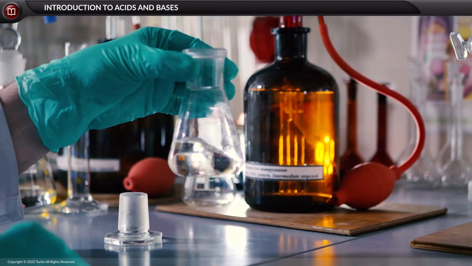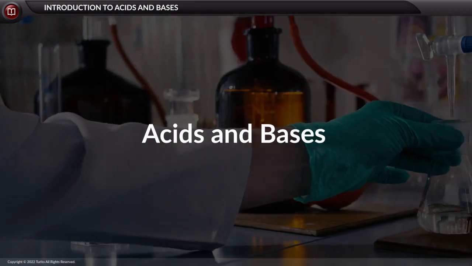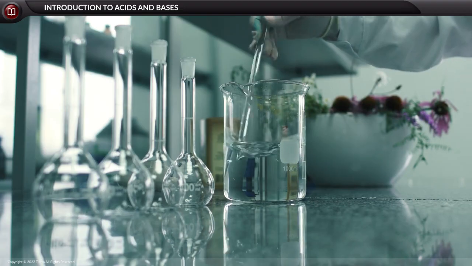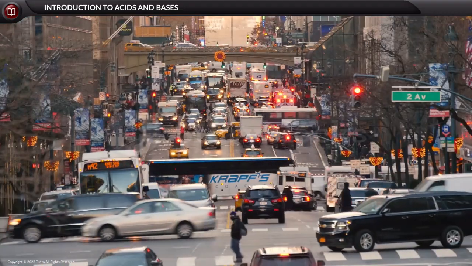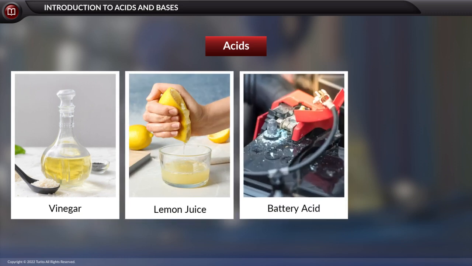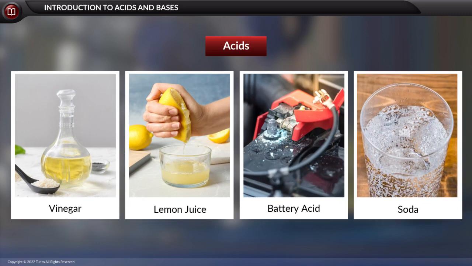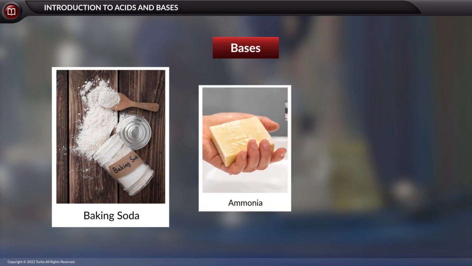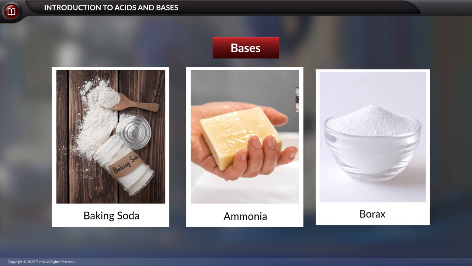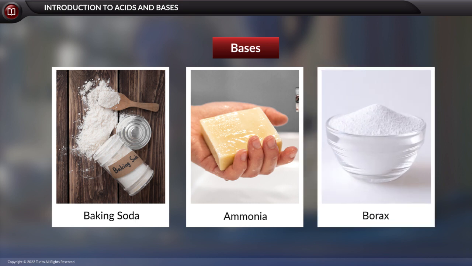Hello students. Today we will discuss acids and bases. These are present in substances that are used in our daily life. Like acids are present in vinegar, lemon juice, battery acid, and soda. Bases are also a part of our daily life and are found in baking soda and ammonia, which is part of hair dyes and soaps, and borax, which is used in cleaning and for laundry purposes.